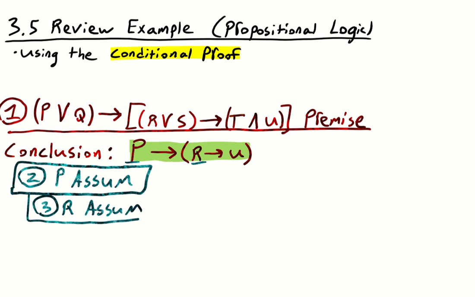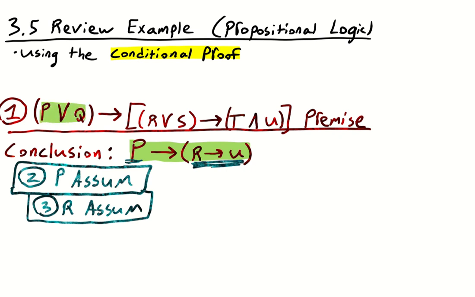And then hopefully, we'll be able to arrive at U, because if we do that, victory is assured. Because then we can say, based on the assumption of R, we get U, so if R, then U is true. But remember, we also made that assumption of P, so it would follow that if P, then if R, then U. All right, so what can we do? We have P by assumption, R by assumption.